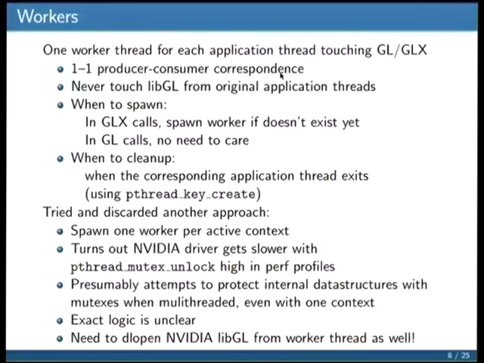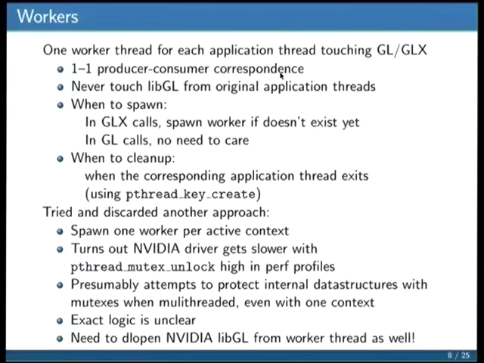This was the second model that I implemented, and the first model turned out not to work so well with the NVIDIA driver. So the first model was a bit more naive. It spawned one worker for each active context, for each context that was made current with GLX make current. And it turns out it just regresses benchmarks, because when you try it with an NVIDIA driver, it activates some internal locking that I didn't want to investigate too much.